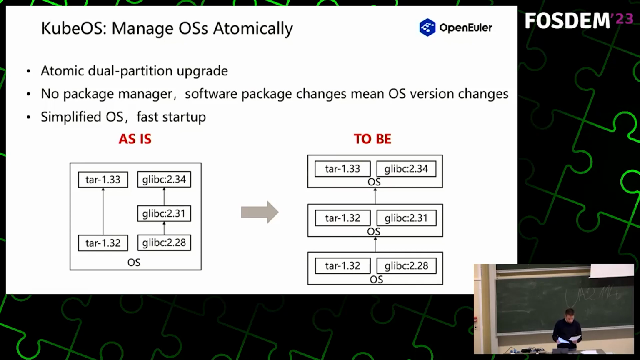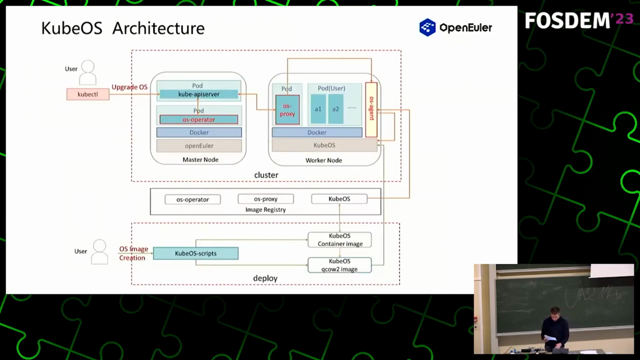So KubeOS is lightweight, with unnecessary components removed to reduce the attack surface and enable faster startup and upgrades. So this is a diagram of the KubeOS overall architecture. You have two main parts. The first has 3 different components: OS operator, OS proxy, and OS agent, in the red box above the diagram, which are used for Kubernetes cluster docking and complete OS monitoring and management.